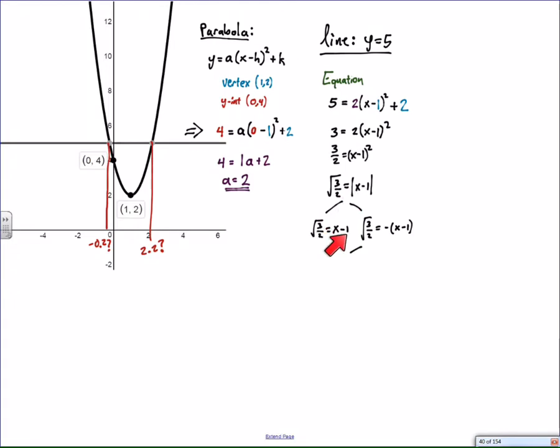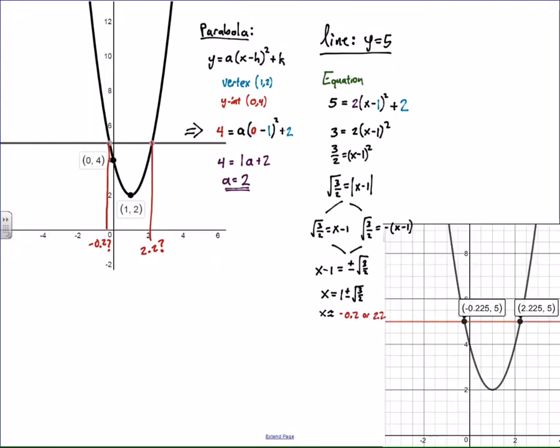Either x minus 1 equals the square root of 3 over 2, or the opposite of x minus 1 equals the square root of 3 over 2. In other words, we will have 1 plus or minus the square root of 3 halves. Now again, what I can do is I can estimate the square root of 3 halves.